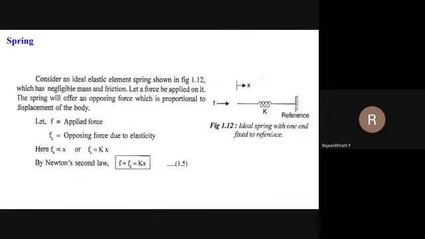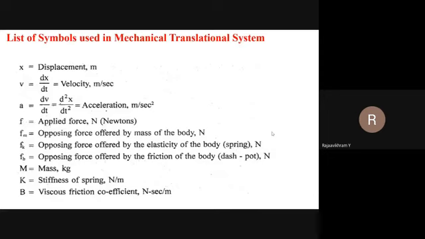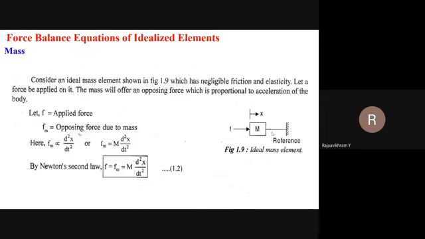First we have discussed the list of symbols. Next, mass. What is the expression for mass? M into d square x by dt square. At least please remember this, so that we can see the problem next. If you can remember this, we can easily solve the problem. So for mass, F is equivalent to Fm, equivalent to m into d square x by dt square. It is a double derivative.